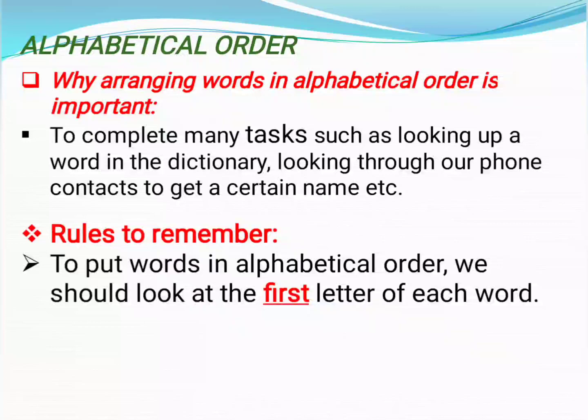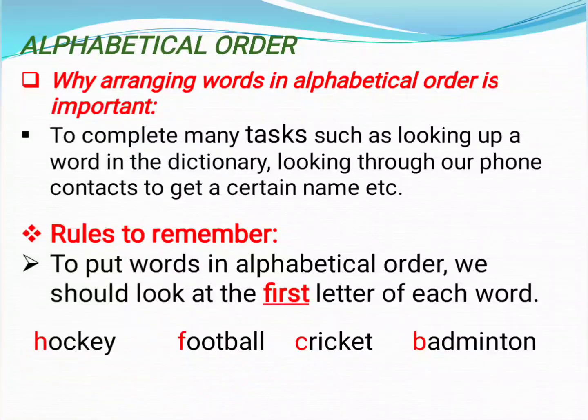To put words in alphabetical order, we should look at the first letter of each word. Now, look at these words: hockey, football, cricket, badminton. Let's arrange these words in alphabetical order.